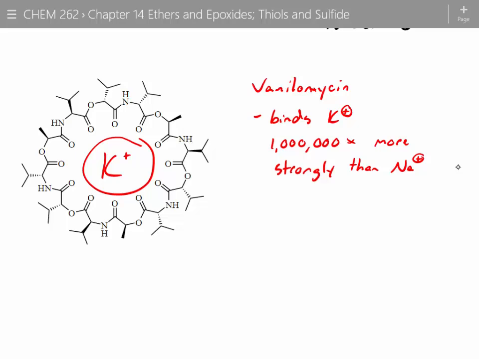And you can tell that this is actually a peptide, right? So we'll cover peptides at the end of the term, but all of the bonds here are amides, right? So this is actually a naturally made cyclic peptide that's produced in a variety of bacteria.